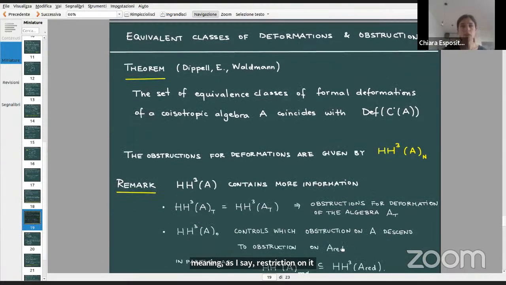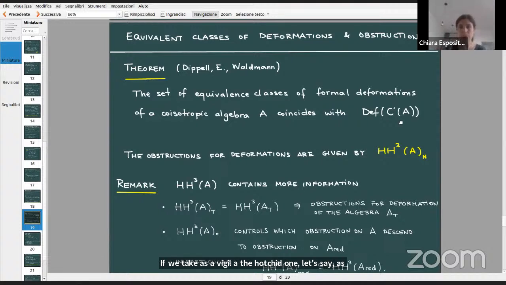And there you see, we can really see that the set of equivalence classes of formal deformations of a coisotropic algebra obtained by using this recipe coincides with the deformation I gave you before. The deformation I gave you before was, you remember, the Maurer-Cartan element modulo the gauge action, total and normal component, and the equivalence. And we can see that they really coincide if we take as the DGLA the Hochschild one, as in the usual case.